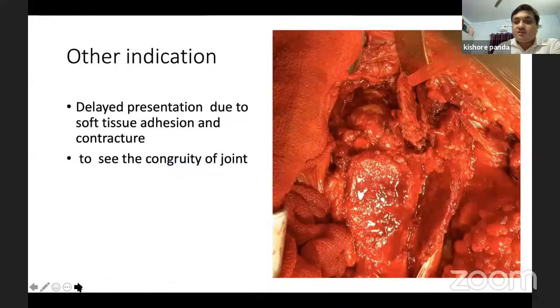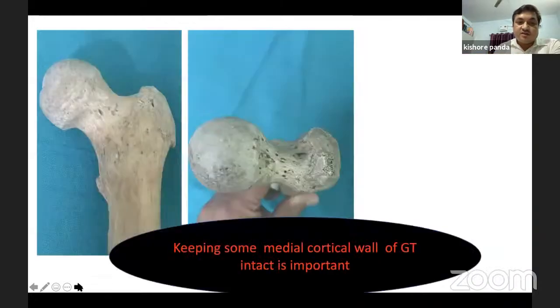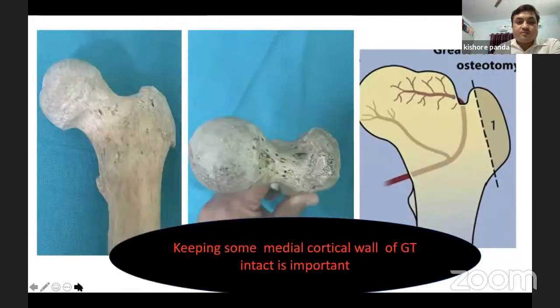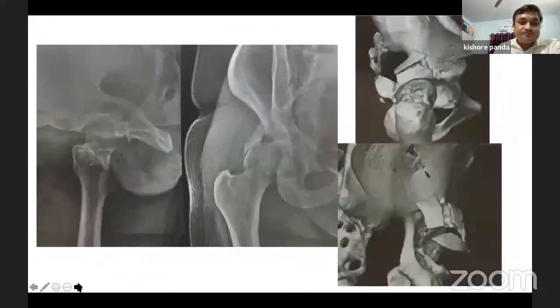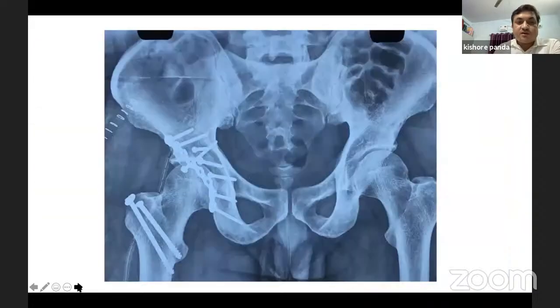But whenever there is proximal involvement, it is always associated with anterior fractures. So this is one indication for flip osteotomy. For the isolated posterior fracture, the delayed case, as I have shown earlier. So how to do this flip osteotomy? You have to keep some intact trochanteric and abductor muscle so that you will not injure the dominant vessels to the head. This is one example done by the flip osteotomy.